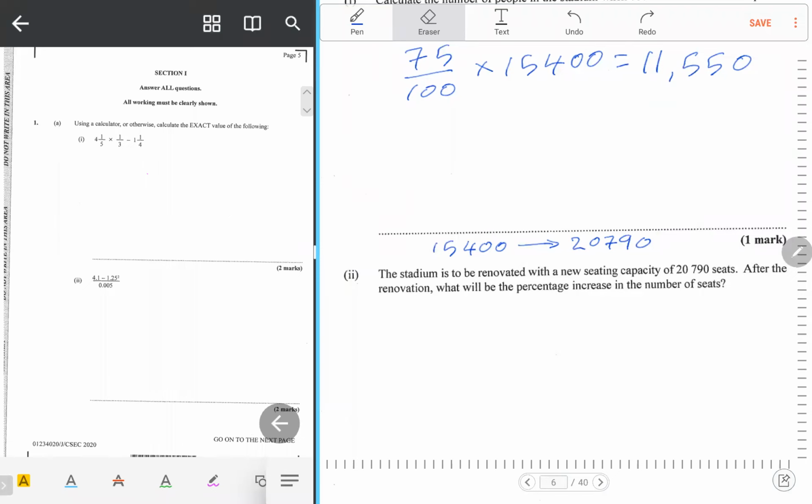All right, so let's set it up like this. Let's work on the increase first. The increase equals the final amount, the final number of seats, minus the original number of seats. That is the increase, which is 5,390. I'm sure.